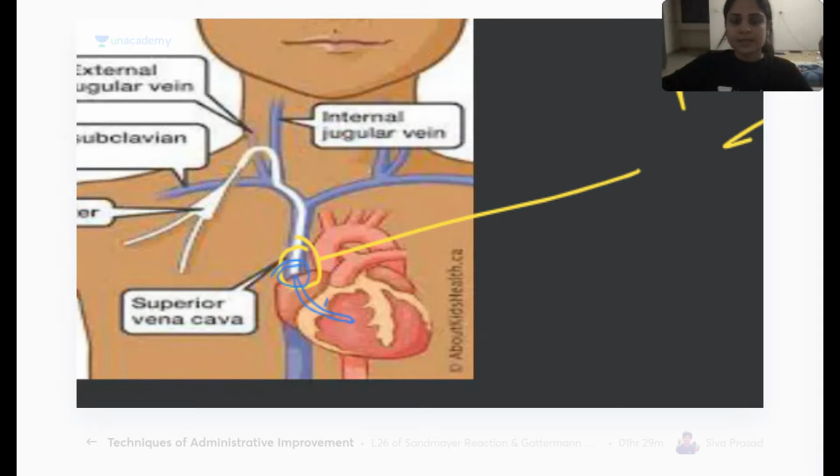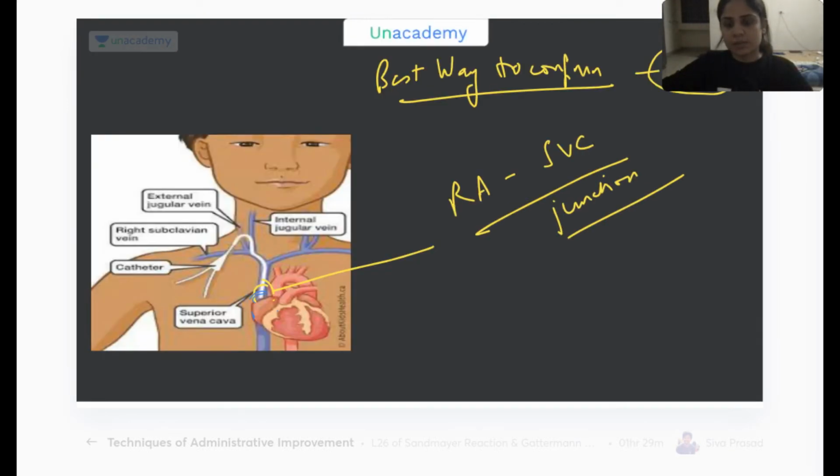Okay. Second thing, suppose I put it and the tip of the line lies in the right atrium. So every time the tip moves, it can irritate the right atrial wall, and that can show up as arrhythmias. Okay. So to avoid that arrhythmias, I have to put it just over there at the junction of the RA and the SVC. Okay.